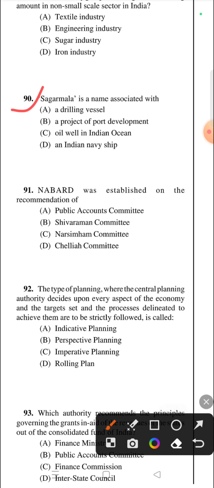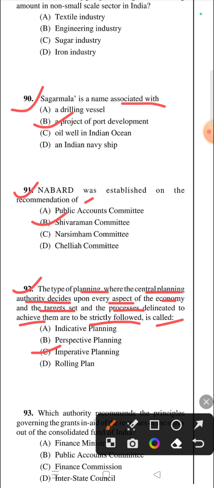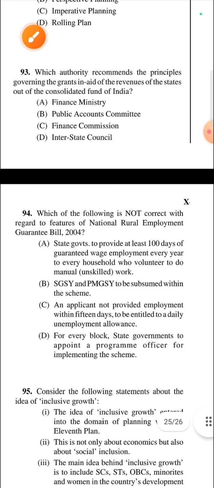Question number 90. Sagarmala is a name associated with a project of port development, option B. Question number 91. NABARD was established on the recommendation of the Sivaraman Committee, option B. Question number 92. The type of planning where the central planning authority decides upon every aspect of the economy and targets set and processes delineated to achieve them are to be strictly followed is called imperative planning.